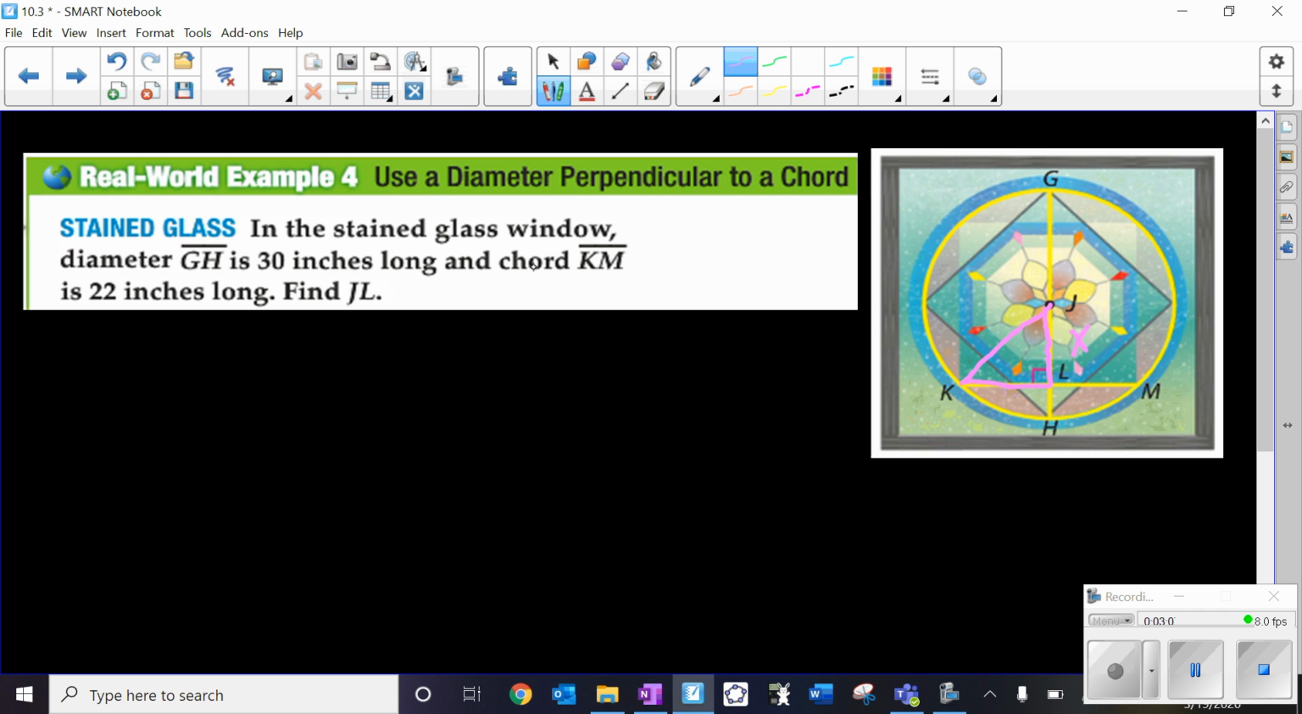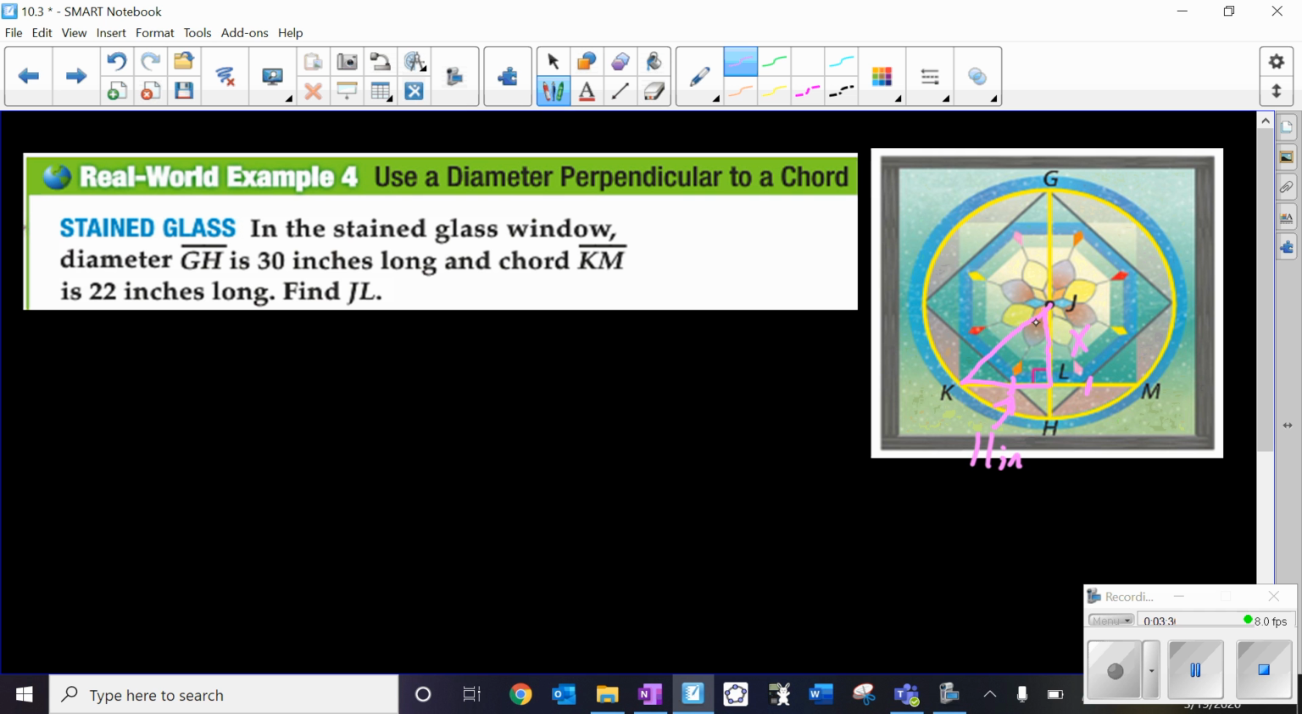It tells me that chord KM is 22 inches long, K to M. We just talked about on the previous slide, if I cross at the perpendicular, that means this one and this one are equal, which means that this segment has to be 11 inches, or half of 22.